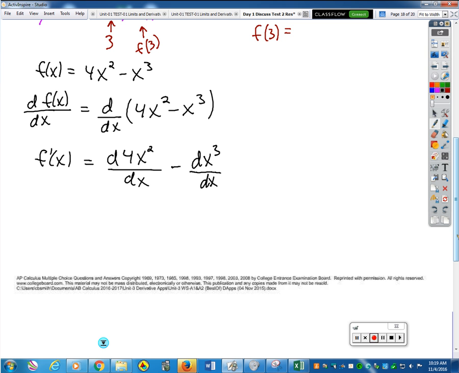Somebody tell me what you write on the next line. So you get f prime of x equals 8x minus x cubed. And then minus 3x squared. Perfect. 2 points. Okay, so we took the derivative of f. We get this brand new formula.